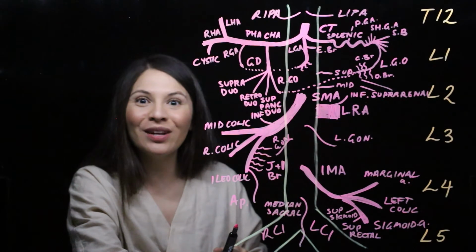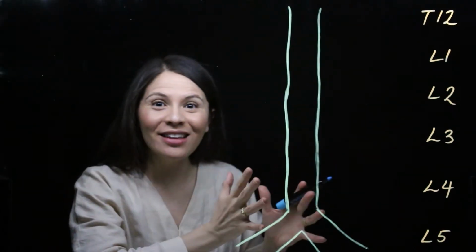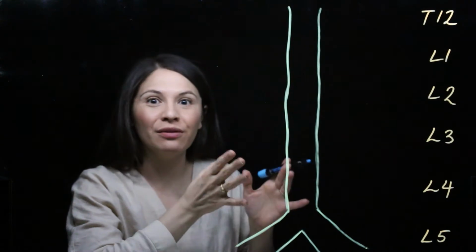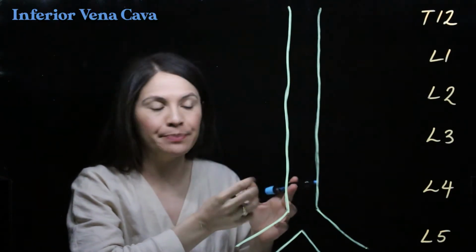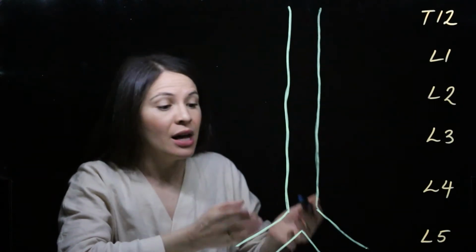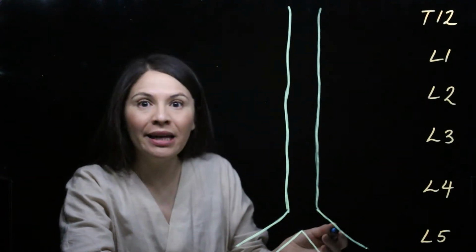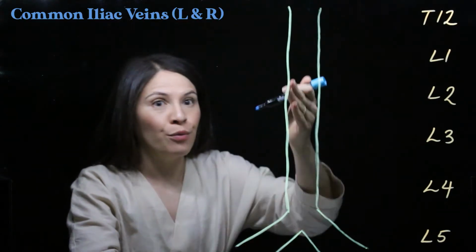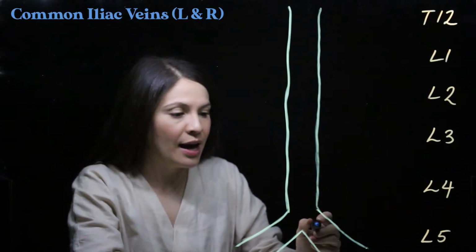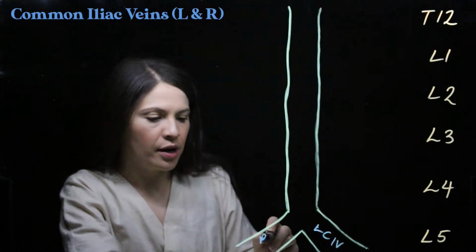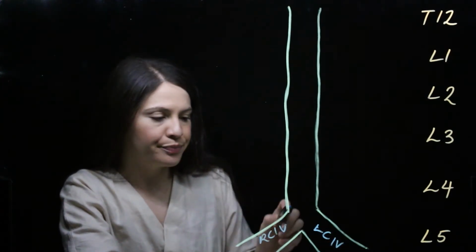Okay, so let's move on now to the veins. Now let's have a look at the veins that are going to drain directly into the inferior vena cava in the abdomen. If we start from the bottom, we're obviously going to have the left common iliac vein and the right common iliac vein joining together to form the inferior vena cava. So here we have our left common iliac vein and our right common iliac vein.